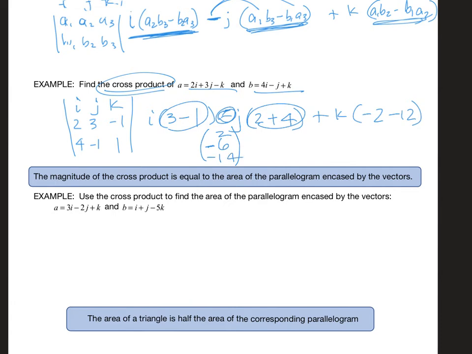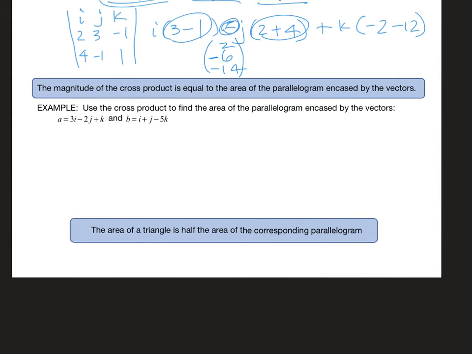Okay, now, a couple cool things. The magnitude of that cross product, right? So if you actually take the magnitude of that vector, you find the area of the parallelogram encased by the vectors. In other words, let's just say in 2 dimensions that I had this vector and this vector. If I was able to do the cross product on that, right, which I can, I would end up with the area of this parallelogram. That's what I'd end up with. Okay, so we're going to try that here with these 2 3-dimensional vectors.